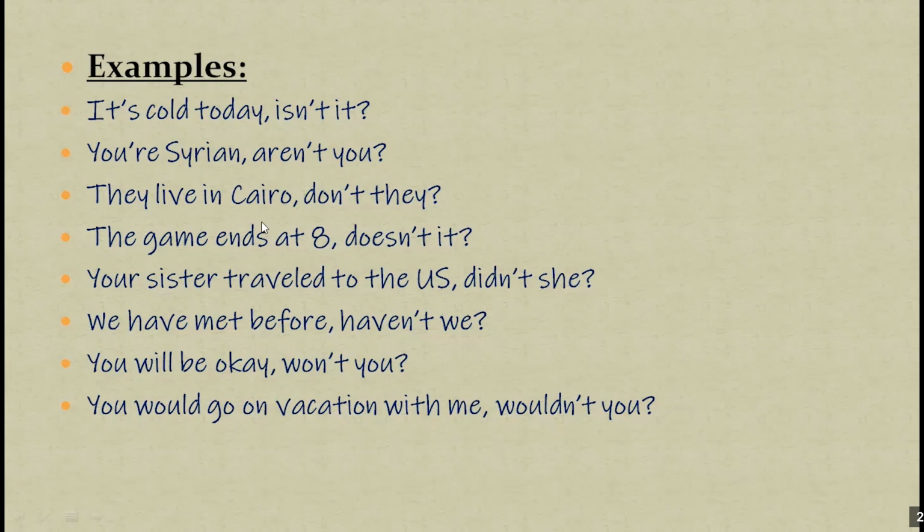The game ends at 8. Present simple also, but it ends with S. So you're going to use doesn't. And this one is affirmative, so the question tag is going to be negative. Your sister traveled to the US. That's the past. So we use the past. Didn't she? We have met before, haven't we? We have verb to have in the present perfect form, so you are going to use verb to have. You will be okay, won't you? Will, won't. You would go on vacation with me, wouldn't you?